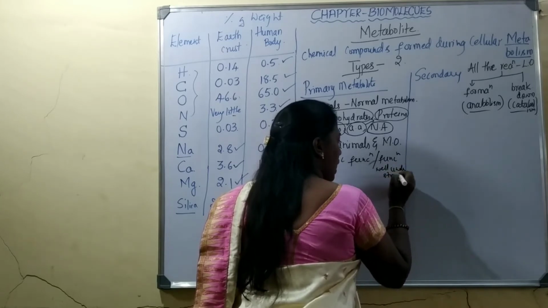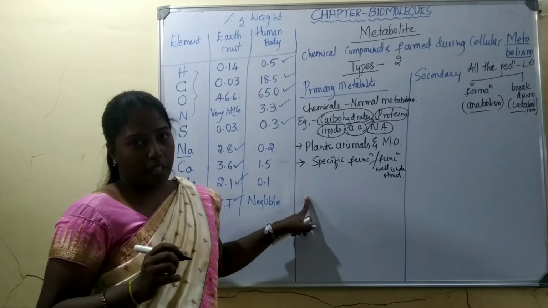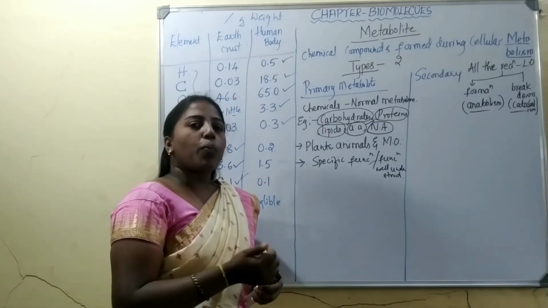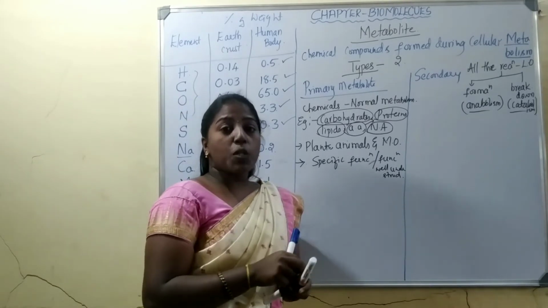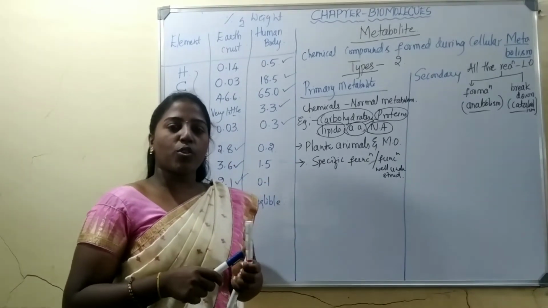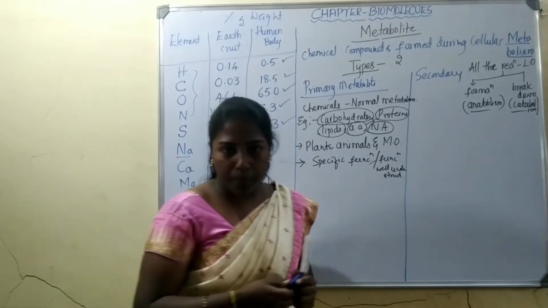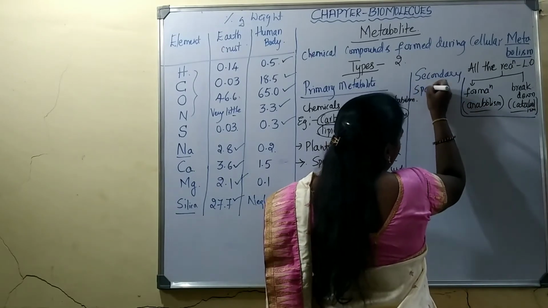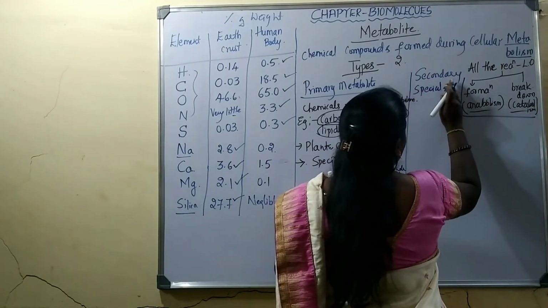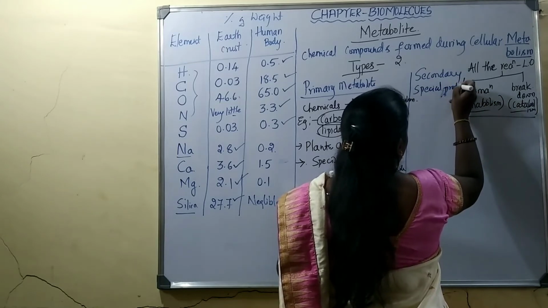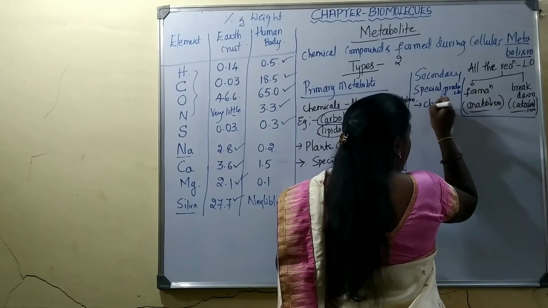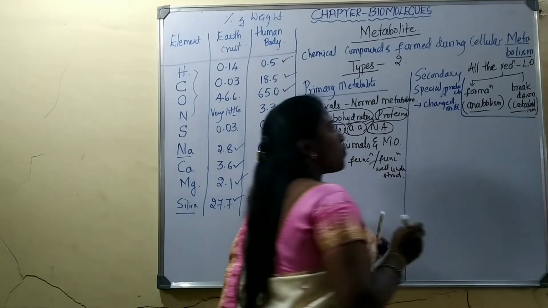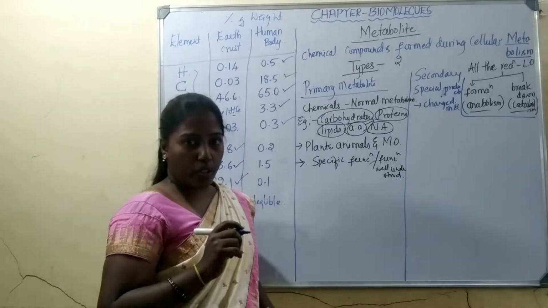Okay, so this is regarding the primary metabolites. Next, let us see about secondary metabolites. Secondary metabolites are special products. They are produced during the changed metabolism. Changed metabolism, we are calling it as secondary metabolites.